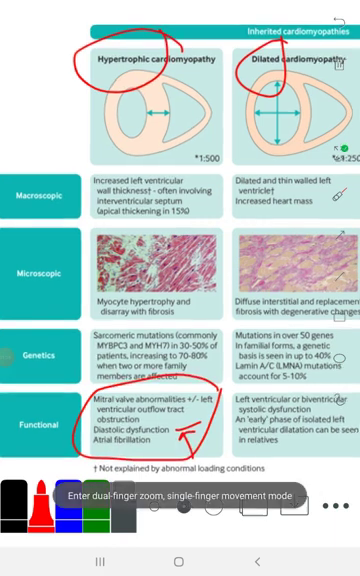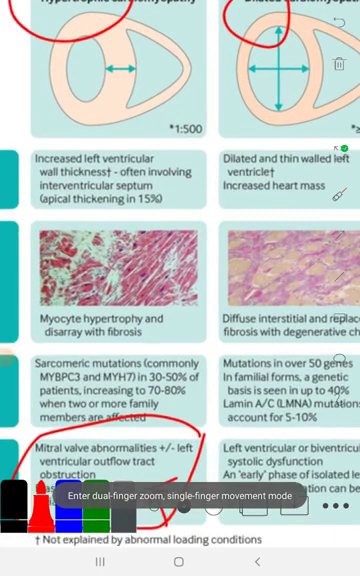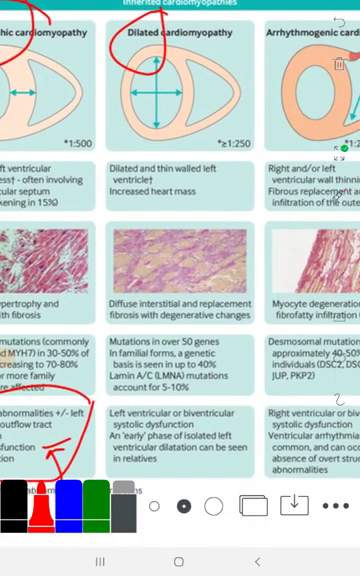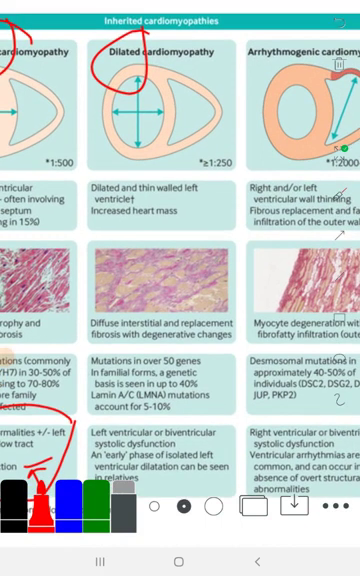Now we will see dilated cardiomyopathy. Dilated cardiomyopathy includes a dilated and thin-walled left ventricle, increased heart mass, and diffuse interstitial and replacement fibrosis with degenerative changes, and mutation in over 50 genes in familial forms.